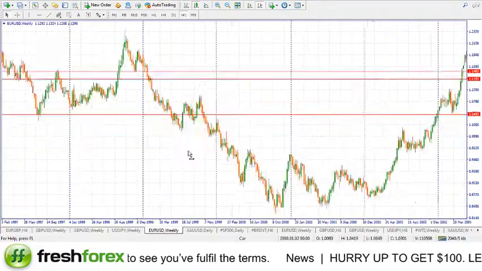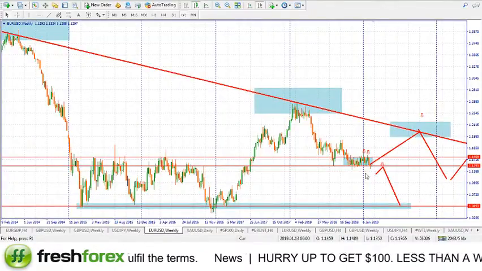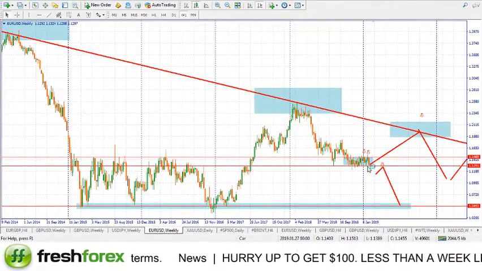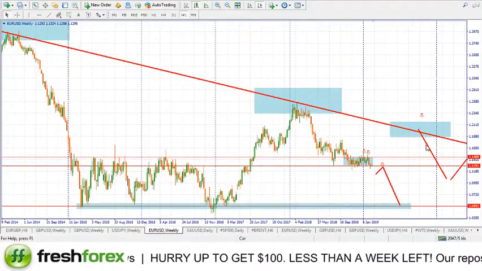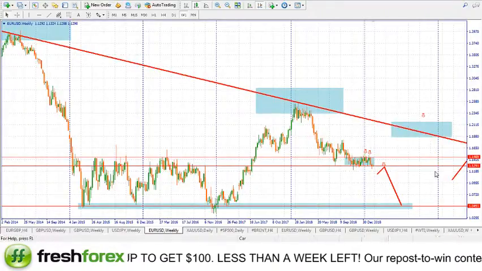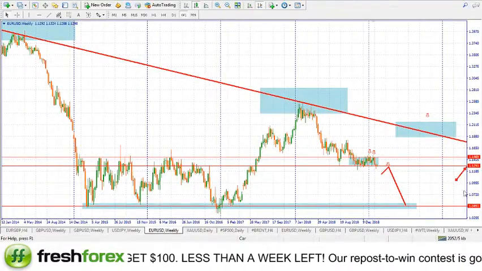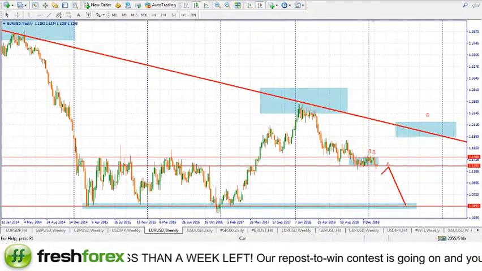So let's start off with Euro USD. We'll start from the weekly point of view, and then we'll scale down to the other time frame, maybe up to 1 hour, to see if there's any good trade for this week, for today that is. Euro USD, we are on the weekly chart. So just look at this chart.